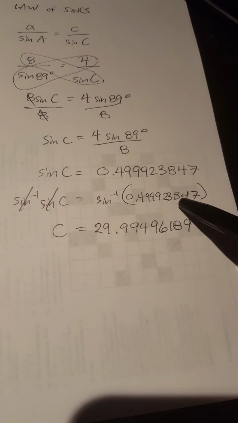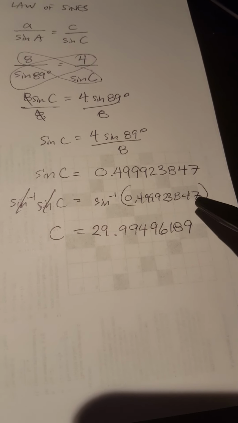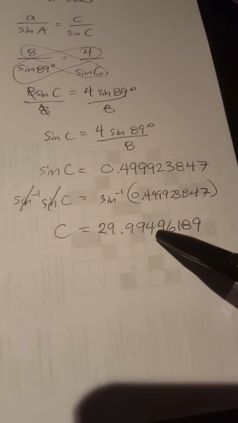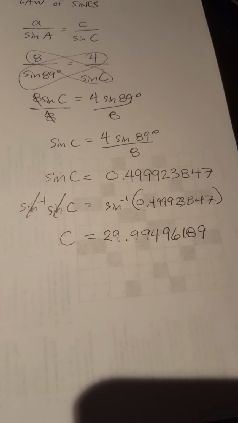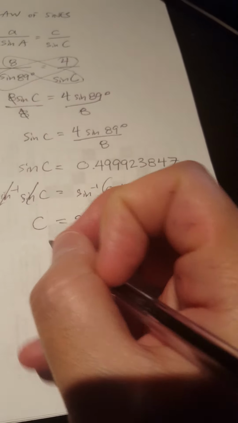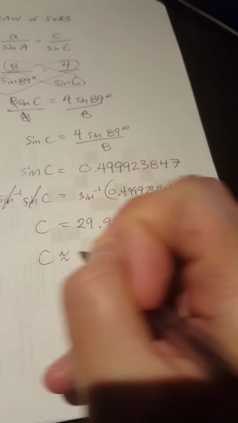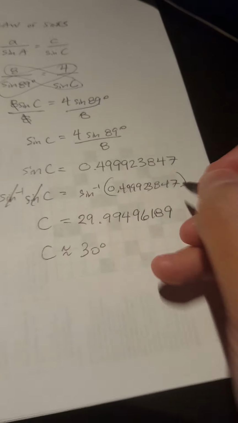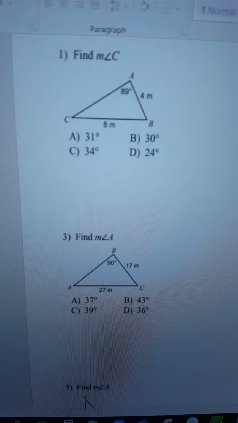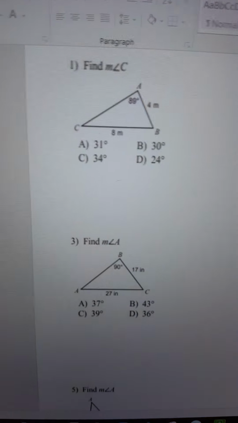The inverse sine of 0.499923847 is going to give us 29.99496189. So I can say that C is approximately 30 degrees. Okay, so we look at our answer choices here. That means that our answer is going to be B.